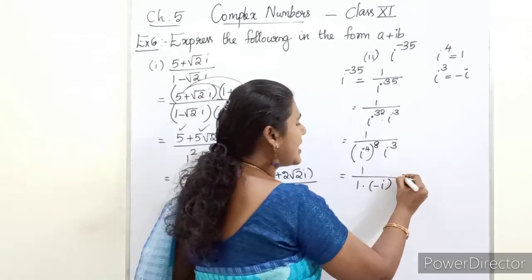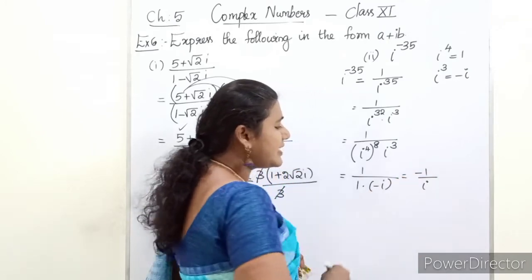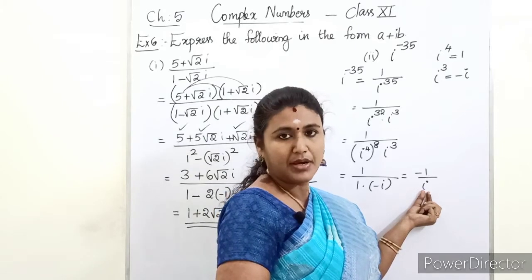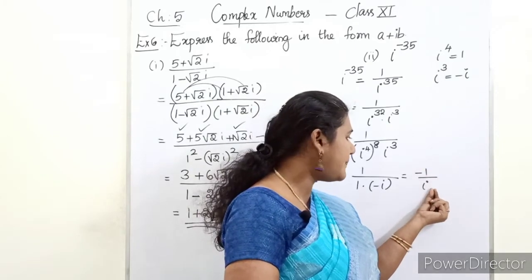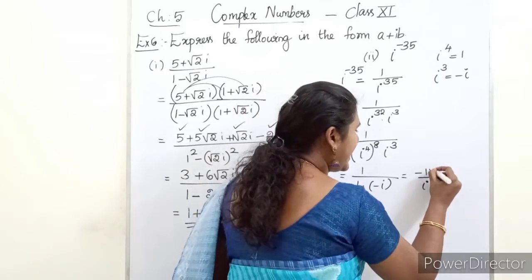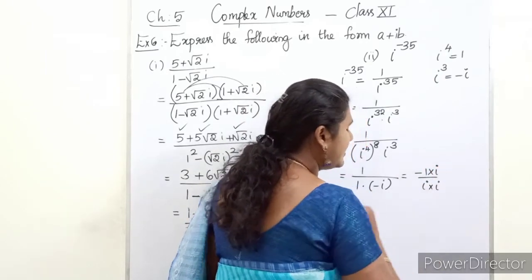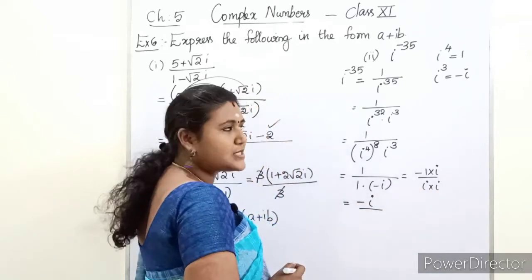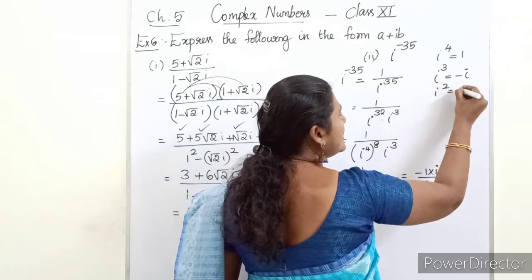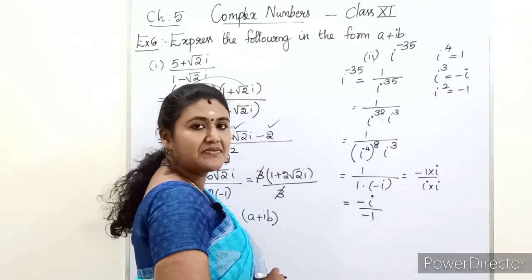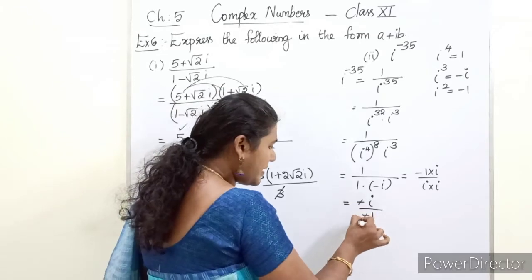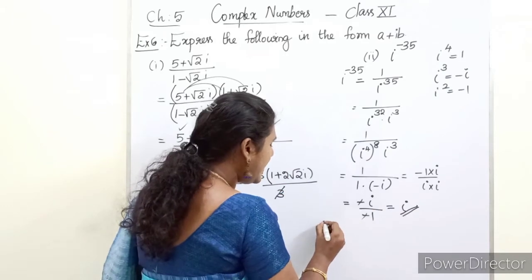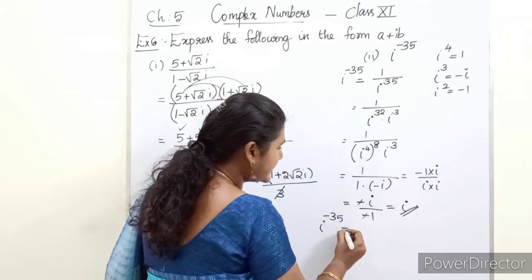Okay, so we will get 1 by minus 1 by i. Again, if you see here, in the denominator we have an imaginary number. So what we have to do? We have to multiply both numerator and denominator by i. So i into i here. So the answer is minus i by denominator is i square, and i square value is minus 1. So denominator we will get minus 1. So these two minus signs will get cancelled and we will get the answer as i. So i power minus 35 is equal to i.